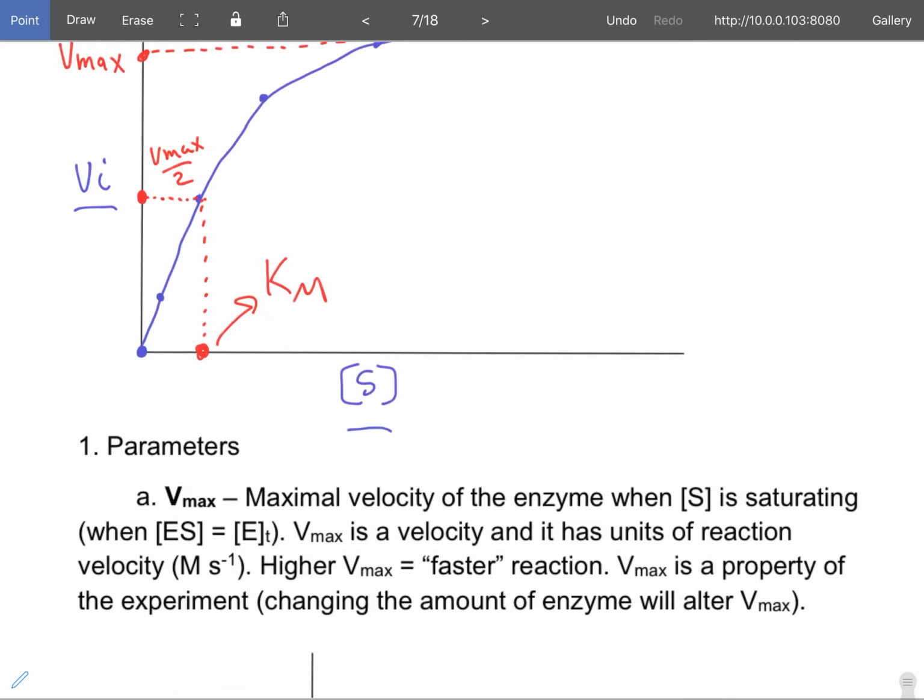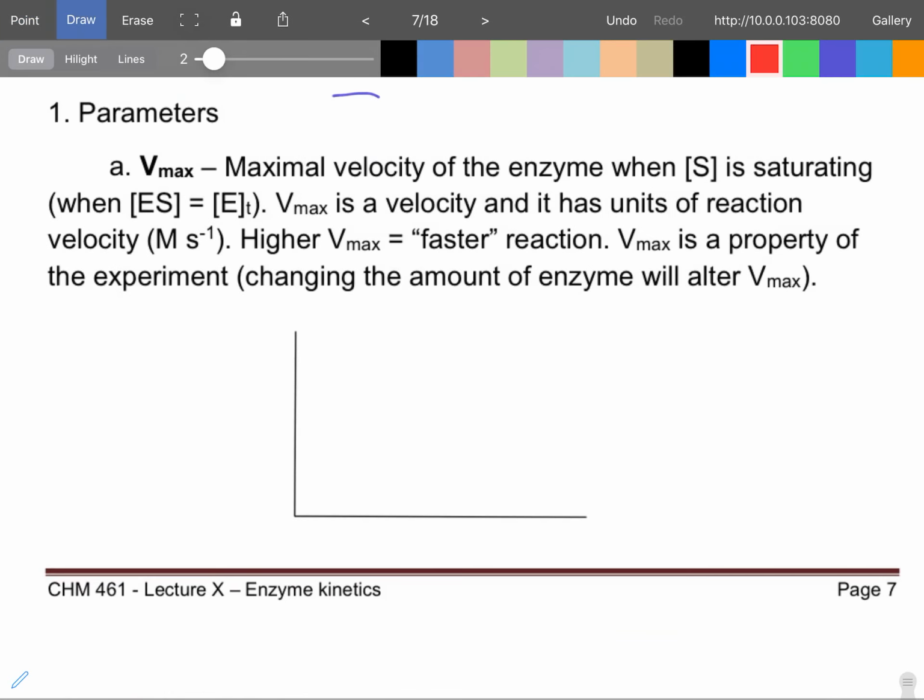What are those things? Well, the Vmax is the maximal velocity of the enzymatic reaction when we're saturating, so way out to the right-hand side of those plots. Essentially, we're saying that all of the enzyme is in the form of the enzyme-substrate complex. That's what we say when we say Vmax. It is indeed a velocity. It's a type of initial velocity, and so it has units of molar per second. And it's certainly true that if Vmax is a large value, that indicates a faster reaction.